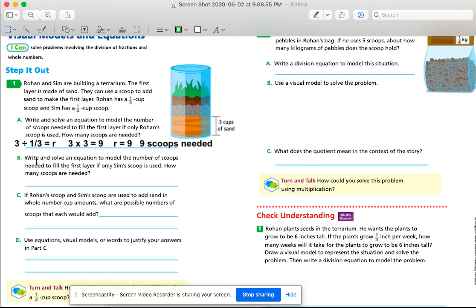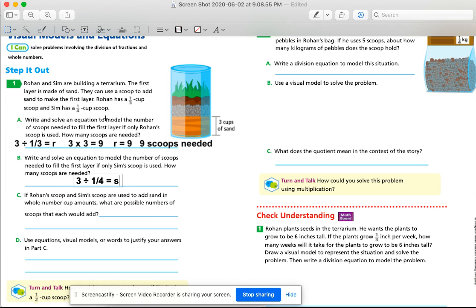Now for part B, it says to write and solve an equation to model the number of scoops needed to fill the first layer if only Sim's scoop is used. How many scoops are needed? So same thing, it's the 3 total cups of sand. That is my total that I am starting with. I'm starting with 3, and I am dividing by 1/4 this time because Sim's scooper, his little shovel scooper, is 1/4.